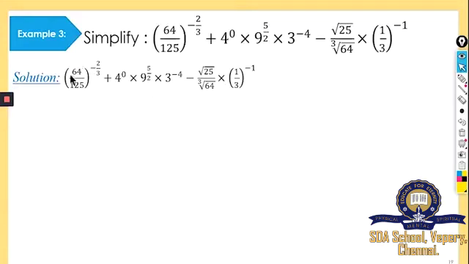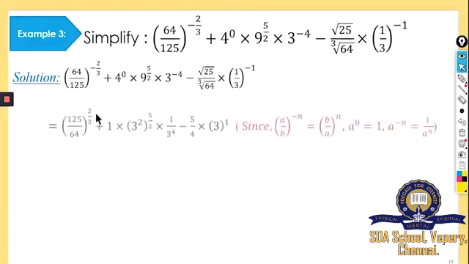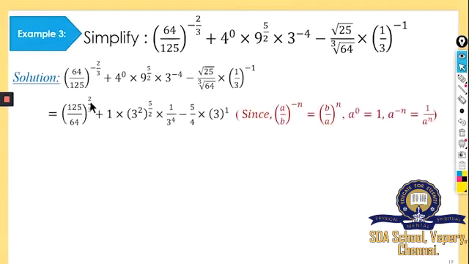Now if you observe here, this is in the form of a by b to the power minus n, right? So we can write it as b by a to the power n using the law a by b to the power minus n equals b by a to the power n. So using this law, we are writing the first term as 125 by 64 to the power 2 by 3. Now the second term is 4 power 0. As we already studied, anything to the power 0 equals 1 in zero indices. So here 4 to the power 0 is 1.